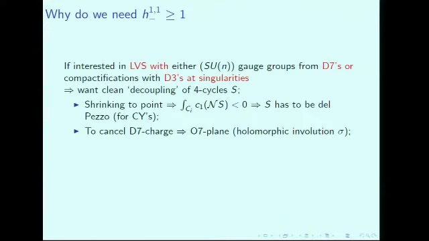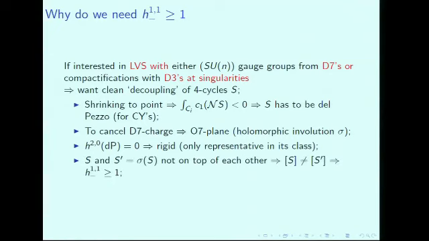So for model building, we want to cancel the D7 brane charges. So that means that we need a holomorphic involution. And further, we know that for del Pezzos, h2,0 is 0. So that means that these divisors are rigid. They are the only representatives in their class. Yeah?